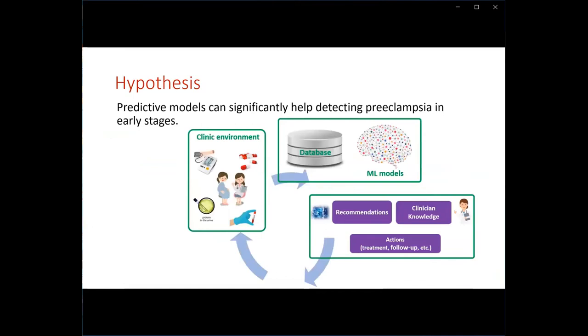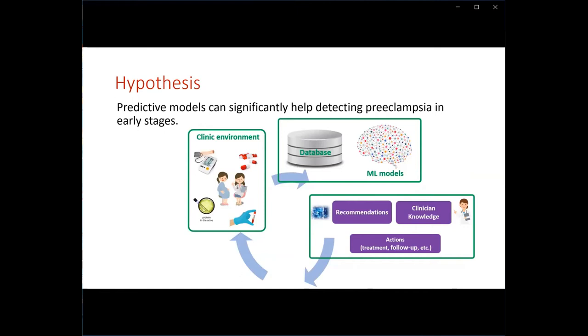Our hypothesis is that predictive models can significantly help detect preeclampsia in early stages. How does that help? Well, we can think of it as a closed-loop system. A pregnant woman visits her doctor, and an array of various information is collected during this visit, for example, blood pressure, urine tests, history of medical treatments, and so on. This information is then fed into the predictive model, which has been built based on several thousands or even hundreds of thousands of health records of similar cases.